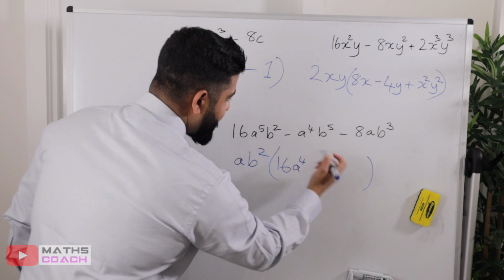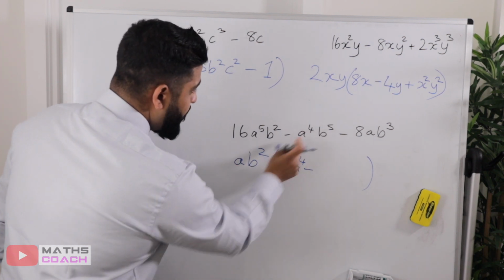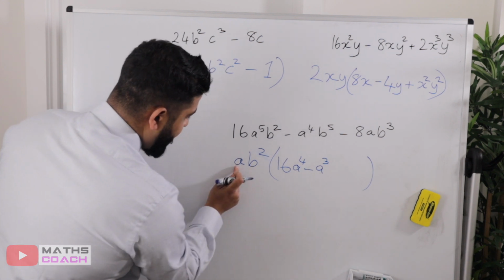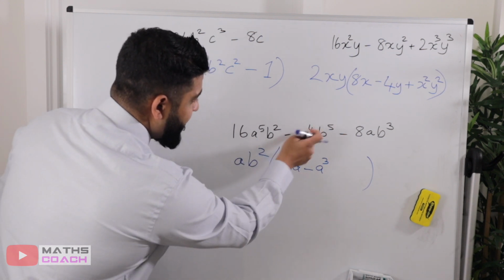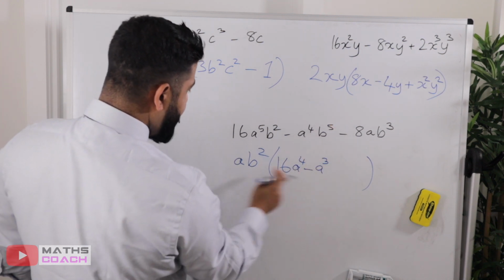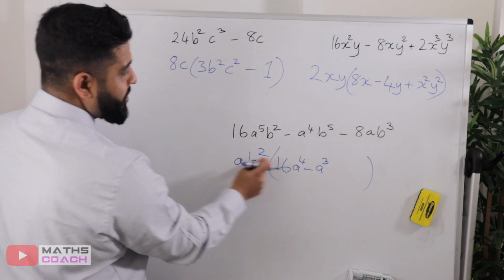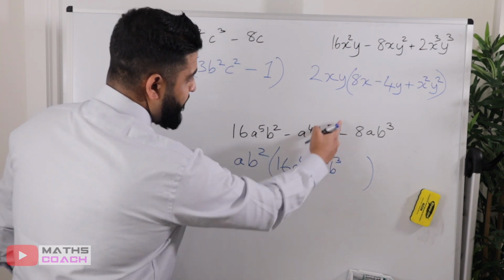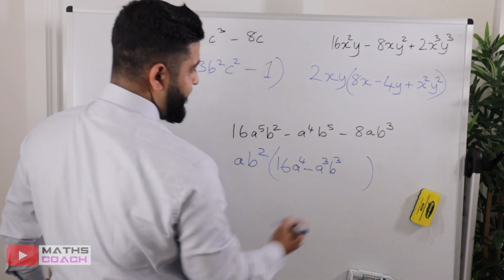Right, moving on to the second term, so minus. We want a to the power of 4, so we're going to do a to the power of 3. So when it multiplies with the a to the power of 1 here, it gives us a to the power of 4. In terms of b to the power of 5, we've already got b squared outside, so we will add b cubed, so that when we add the powers, it will give us b to the power of 5.